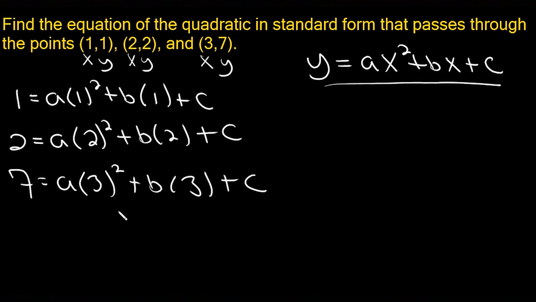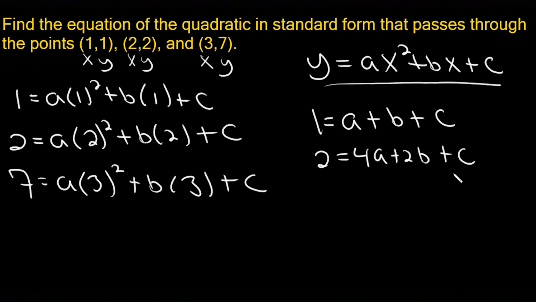So from here, I want to go ahead and clean this thing up. Doing the first one, I have to do 1 squared. That's going to be 1 times a. I get a. 1 times b, that's b. So the first one's going to be 1 equals a plus b plus c. All right, that's pretty straightforward. The second one, I'll have 2 equals, and then 2 squared will give you 4, so 4a. And then I have 2b, and then plus c, okay? And then the third one, I'm going to have 7 is equal to 9a plus 3b, and then plus c.